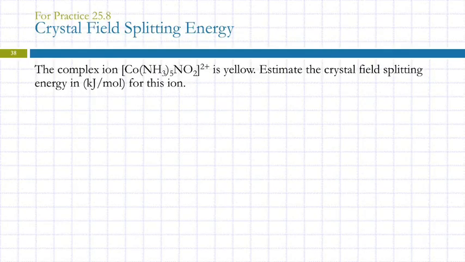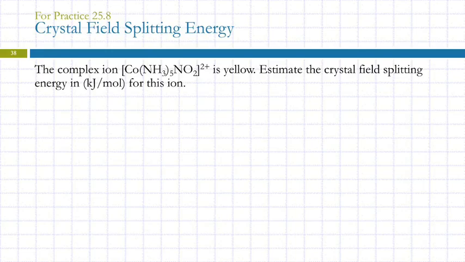So the complex ion, should we go for it? Pentaamine nitro cobalt 3, I think. The NO2 is a -1 charge. Yeah, is yellow. Estimate the crystal field splitting energy in kilojoules per mole for this ion.